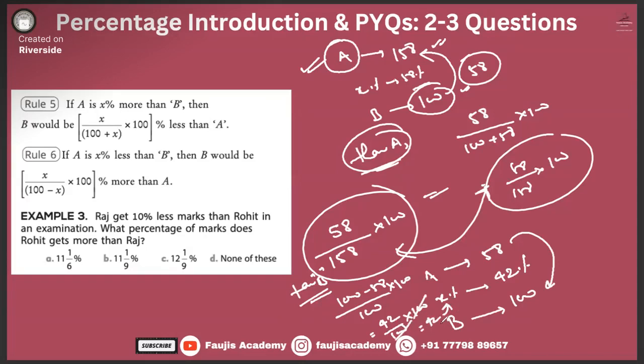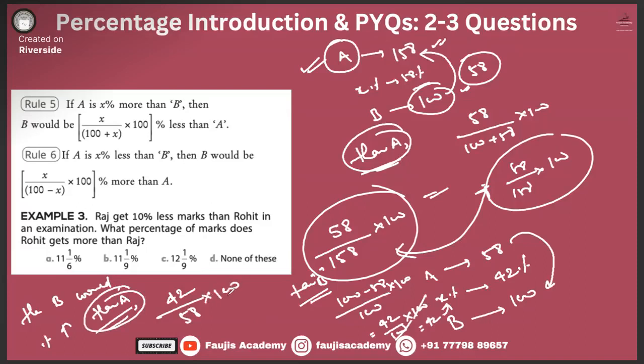Are these two numbers the same? Okay, but now they have asked how much percentage more B would be than A. So when they ask than A, how much was the difference? The difference was 42, and than A means we are comparing with A. So what is the value of A? A is 58, out of 100.